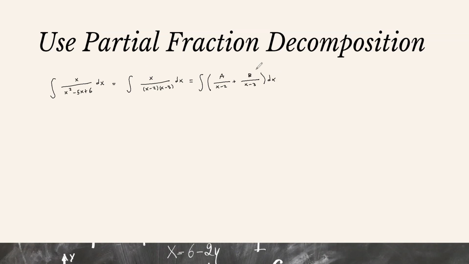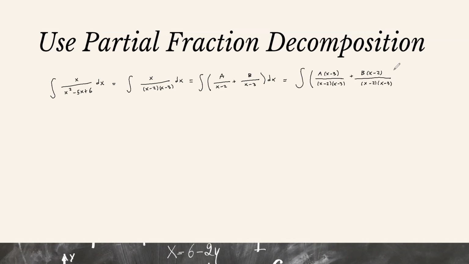But how do we get to that point? Well, let's take these two separate fractions and squish them into one fraction again. To do that, they're going to need to have the same denominators. So let's give them the same denominators by multiplying the first one by x minus 3 over x minus 3, and then multiplying the second one by x minus 2 divided by x minus 2.